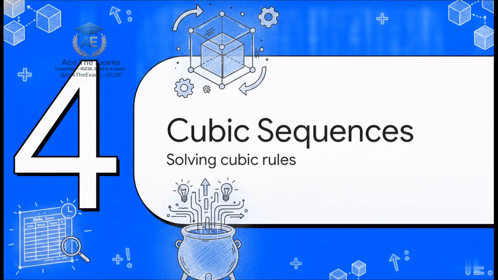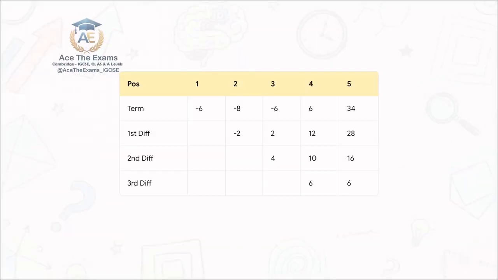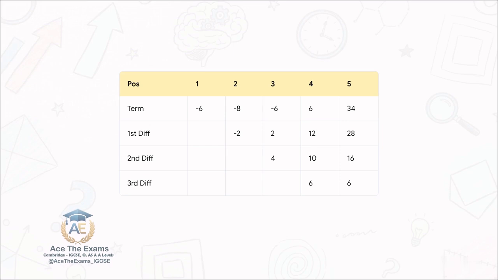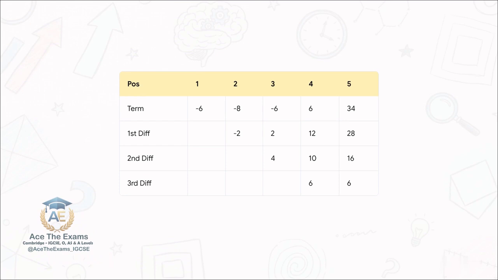Section 4, Solving Cubic Sequences. This is for the absolute exam masters. Notice how this highly erratic sequence demands 3 complete layers of extraction before it finally surrenders a constant difference of 6 at the very bottom.